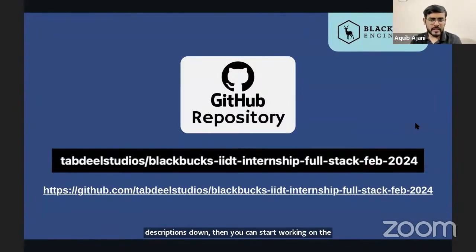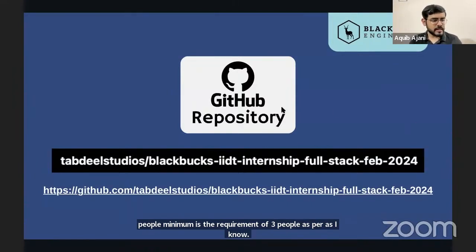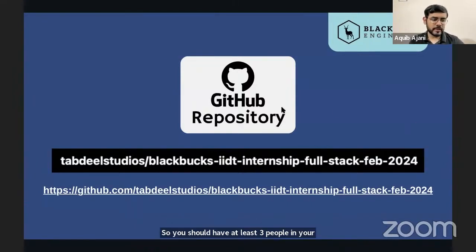Okay, so like I said, 2 features per person is what I'm looking at. If you have 3 people, the minimum requirement is 3 people as far as I know. So you should have at least 3 people in your team, which means at least 6 features will be there. Detailed, not just one line, but detailed specifications. Okay, that is the setup, right? Done. Okay, let me move to the next question.